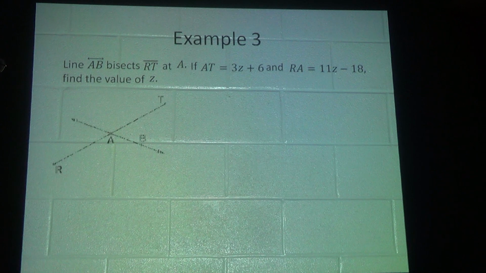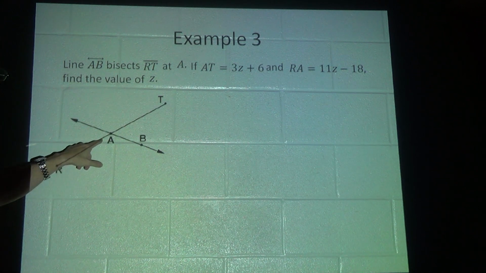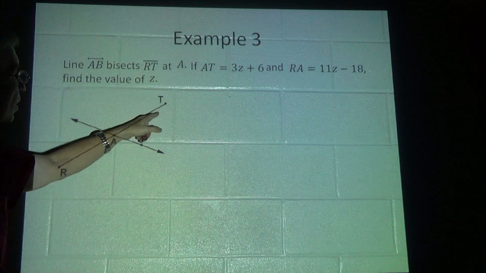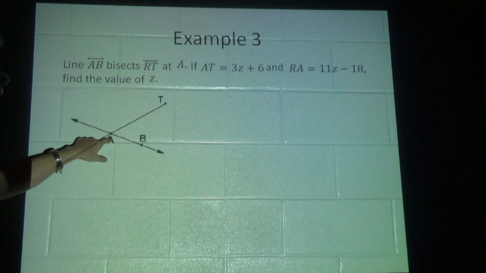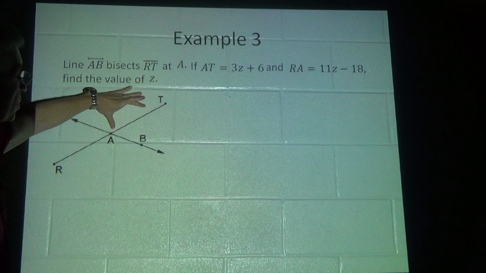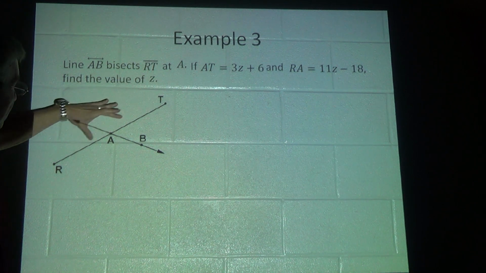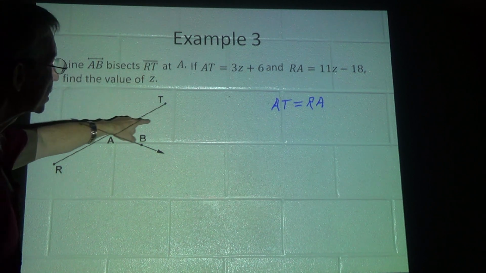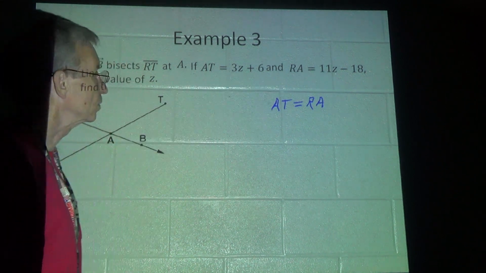Go ahead and draw our figure out. So this is what we actually have here. We have AB. This is the line that's bisecting the line segment RT. And the intersection of the two is at point A. So what they're telling us is that this piece right here is 3Z plus 6, and this part is 11Z minus 18. So since it bisects, we know these two things are equal.